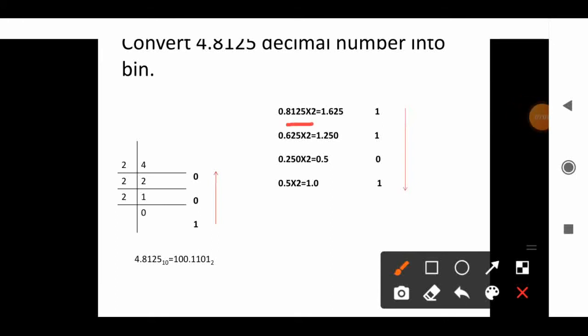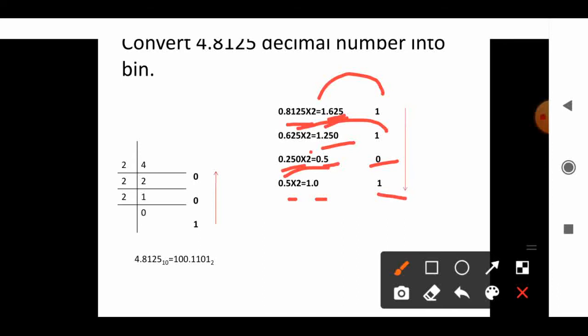Okay, the next one is 0.8125 into 2. Now you are getting the result 1.625. You have to take the decimal part of this, 0.625. The remainder is 1. Okay. Next, what is the result of 0.625 into 2? 1.250. Here the remainder is 1, and you have to multiply 0.250 by 2. 0.5. What is the remainder? 0. Okay, again you have to multiply this 0.5 by 2. You will get the answer 1.